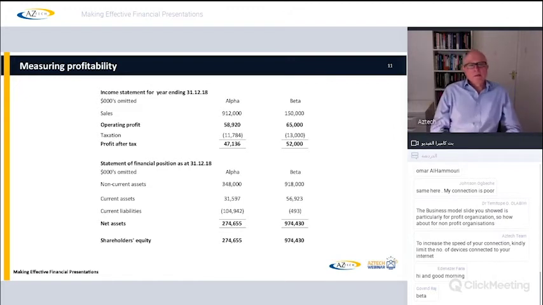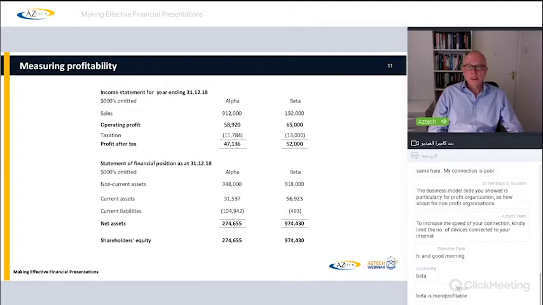What we can clearly see from this slide is that Beta makes an operating profit before interest, charges and taxation of $65 million. Alpha makes an operating profit of just under $59 million. So in very simple terms, we would say that Beta is more profitable. Clearly, a profit of 65 million is greater than a profit of just under 59 million. Is that the most relevant measure?